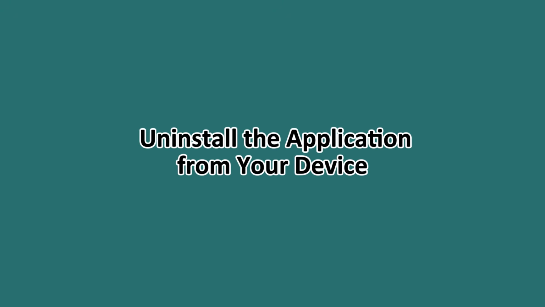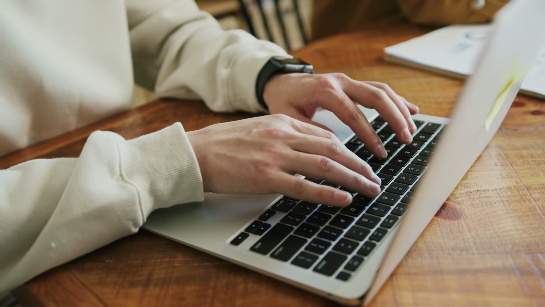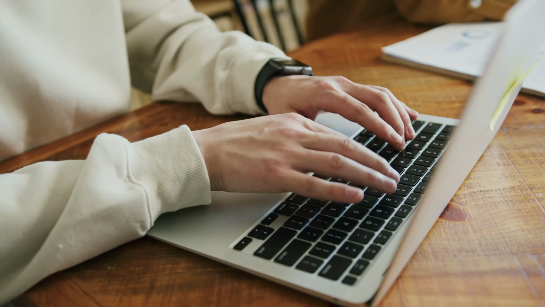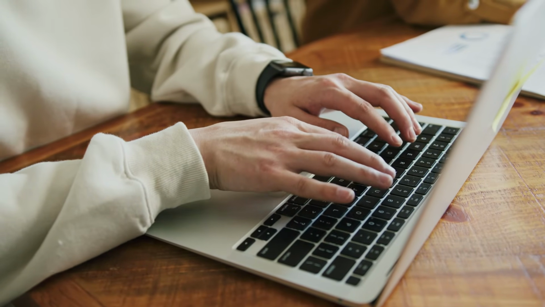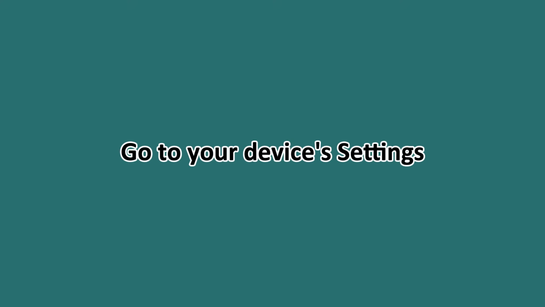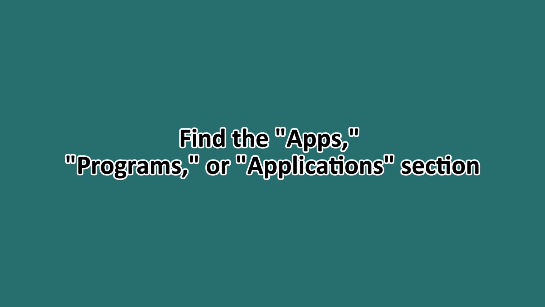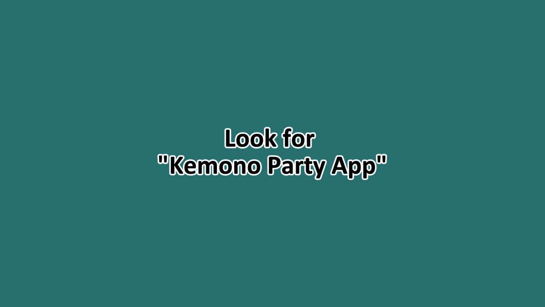Step 2. Uninstall the application from your device if applicable. If you installed Kemono Party as a separate application on your computer, you'll need to remove that too. So go to your device settings, whether it's Windows settings or System Preferences on Mac, find the Apps, Programs or Applications section, then look for the Kemono Party app in the list of installed programs. Select it and click on Uninstall.